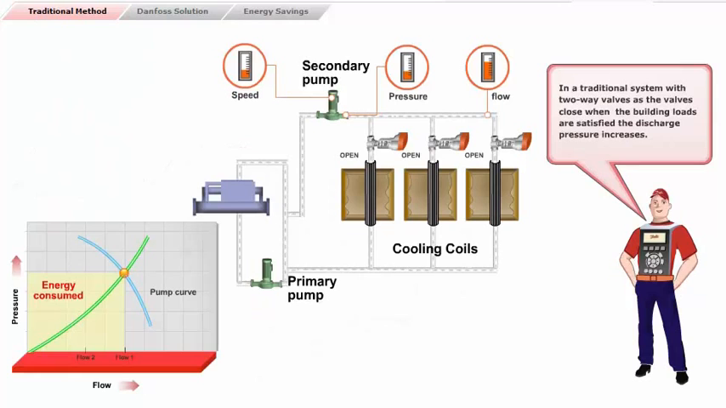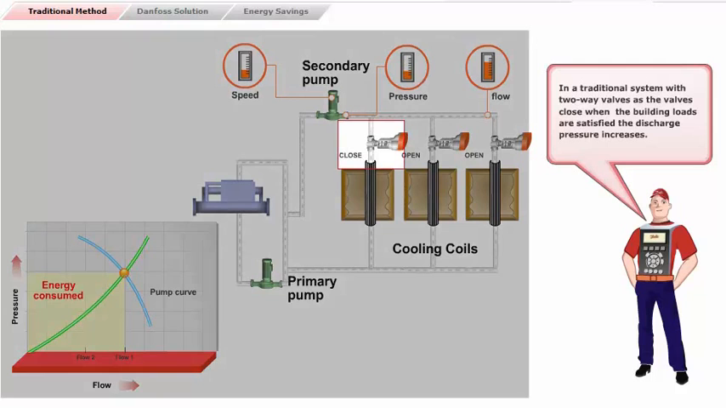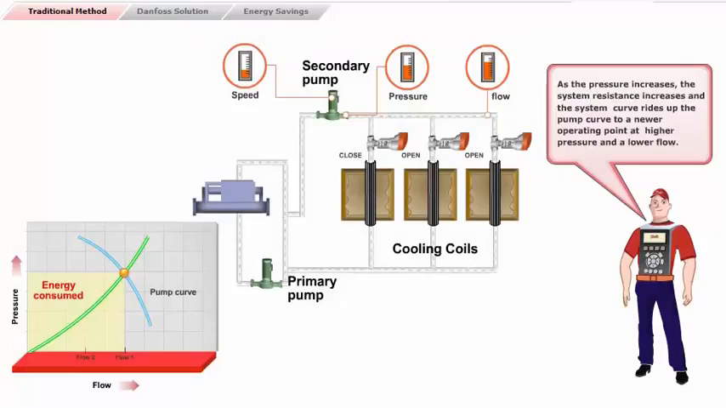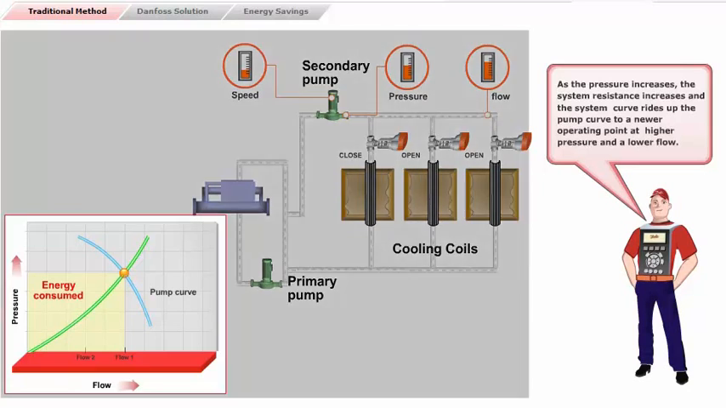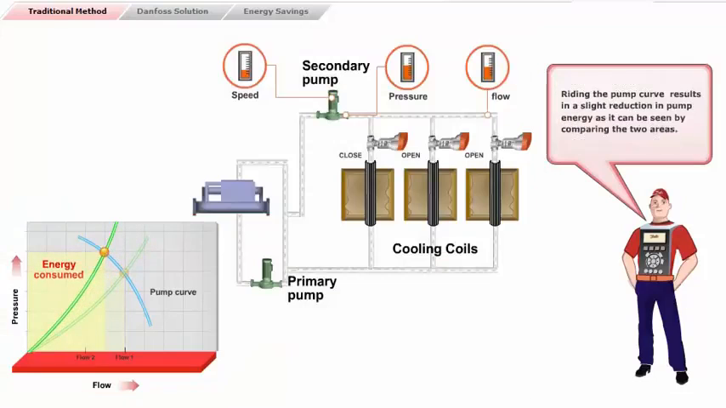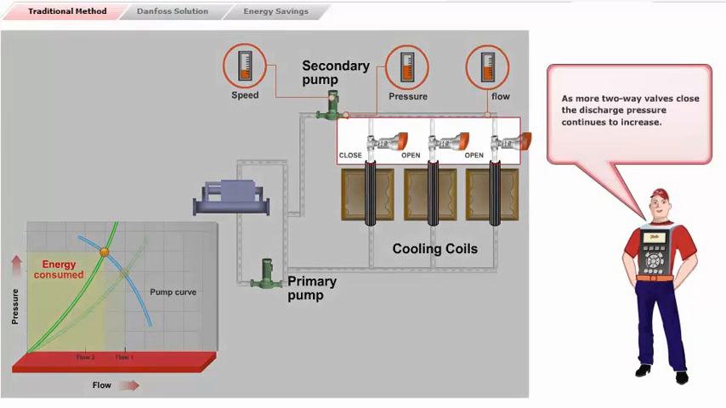In a traditional system with two-way valves, as the valves close when the building loads are satisfied, the discharge pressure increases. As the pressure increases, the system resistance increases, and the system curve rides up the pump curve to a new operating point at higher pressure and a lower flow. Riding the pump curve results in a slight reduction in pump energy, as can be seen by comparing the two areas. As more two-way valves close, the discharge pressure continues to increase.